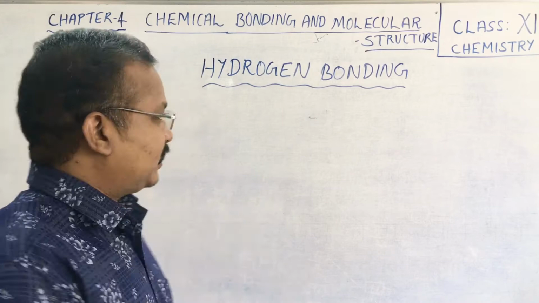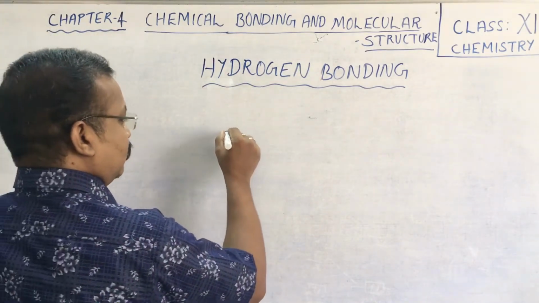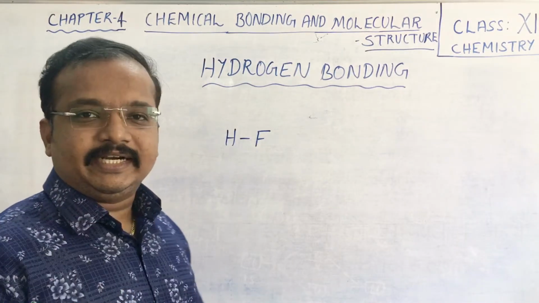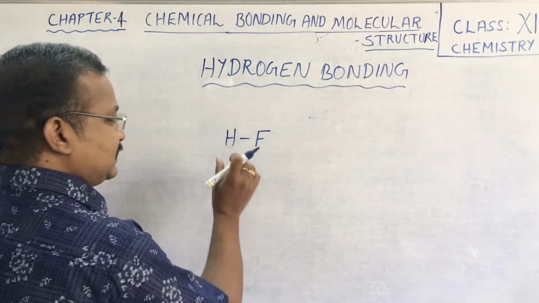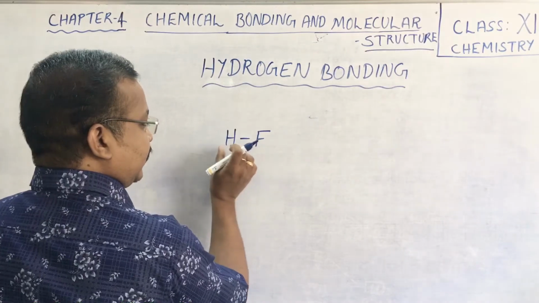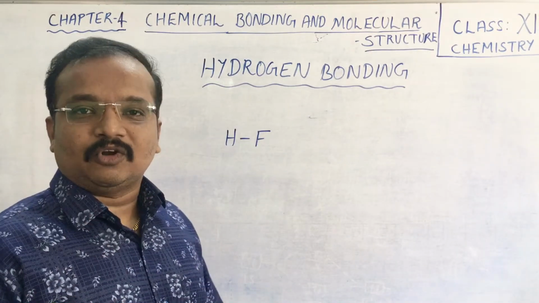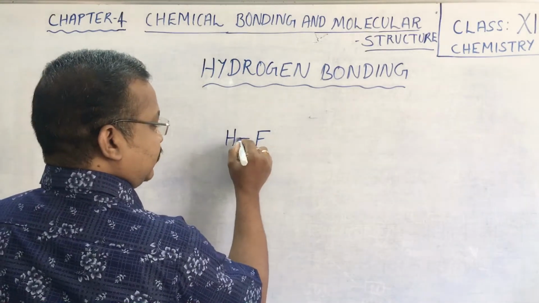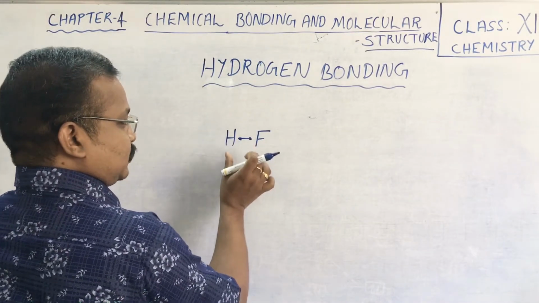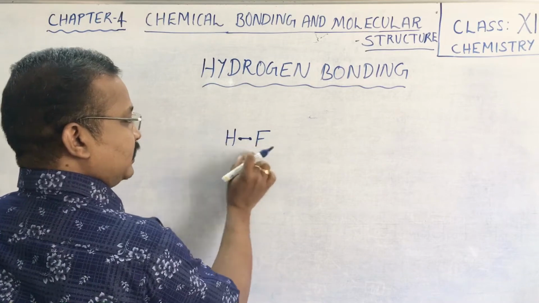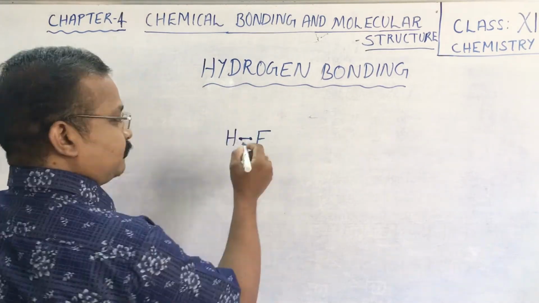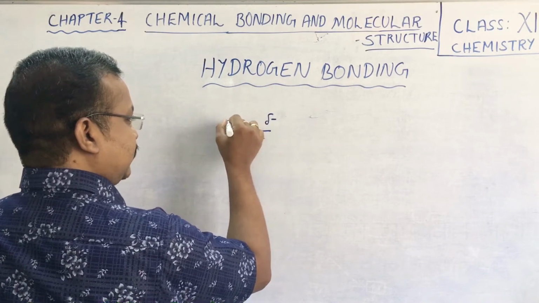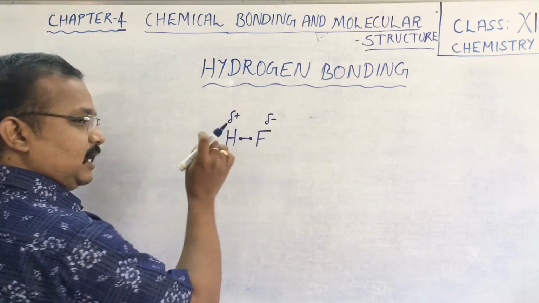For example, consider a molecule of hydrogen fluoride, the HF molecule, as we have studied in this chapter. When there is a highly electronegative element and a moderately less electronegative element, polarity is generated between them. So this hydrogen to fluorine bond is highly polar in nature, where fluorine has a slightly delta negative charge and the hydrogen atom has a slightly positive charge.